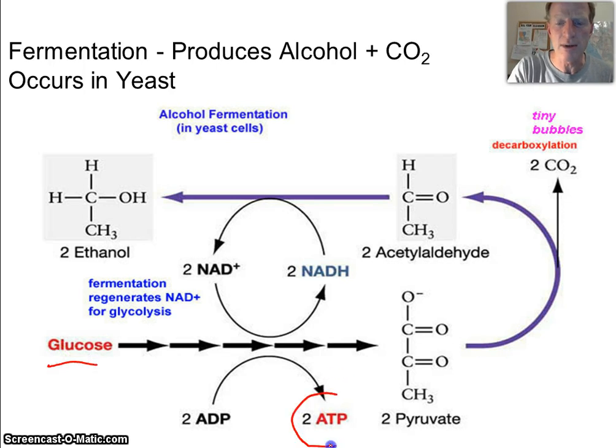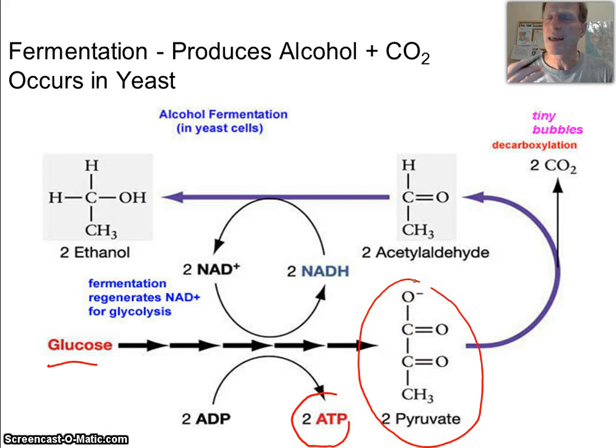We make 2 ATP, and we make 2 pyruvate. Okay, so glycolysis, it exists. It's an anaerobic process. Whether or not there's oxygen, glycolysis is always going to occur. Okay, great. Then we're going to take that 3-carbon molecule.